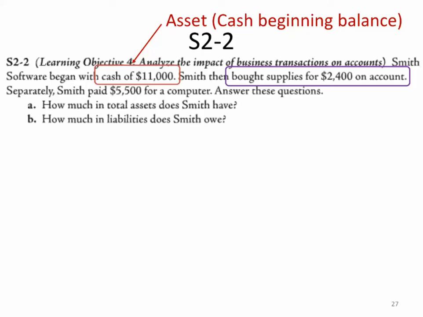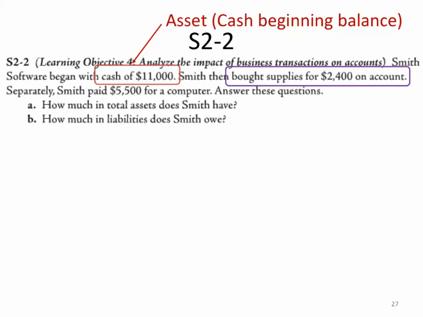Okay, so then the next sentence, Smith then bought supplies for $2,400 on account. Let's dissect that statement. Every transaction impacts two accounts. That first sentence didn't impact two accounts because it's simply saying, here's our beginning balance. The beginning balance is not a transaction. But Smith bought supplies for $2,400 on account. So we're going to dissect this. Every transaction has two sides.